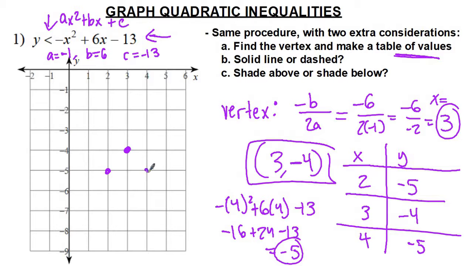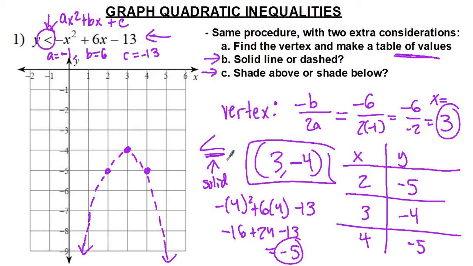So far we've done basically the same as what we did on the other graphs. Here's the only difference: parts B and C right here. The first question is, is this graph going to be a solid or a dashed line? Because this is a less than, we signify that by making it a dashed line. It's not ever actually going to hit that line. It's only going to be less than that line. So we're not going to make it solid, we'll make it dashed. If it had said less than or equal to, this would be a solid line. Because it's only less than, it's a dashed line.